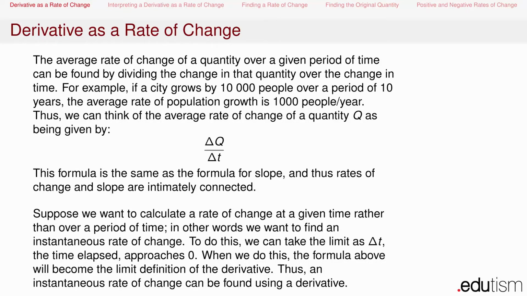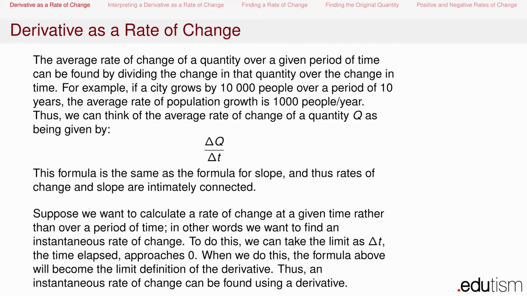The average rate of change of a quantity over a given period of time can be found by dividing the change in that quantity over the change in time. For example, if a city grows by 10,000 people over a period of 10 years, the average rate of population growth is 1,000 people per year.